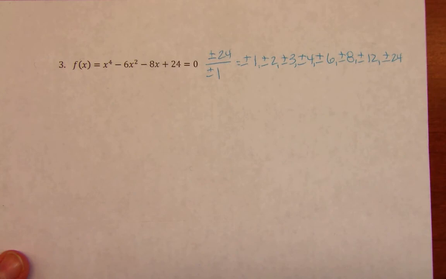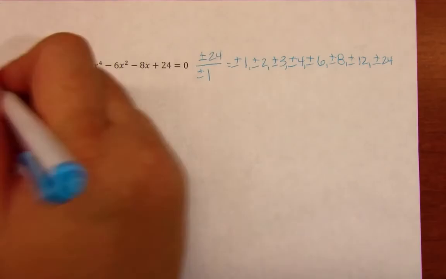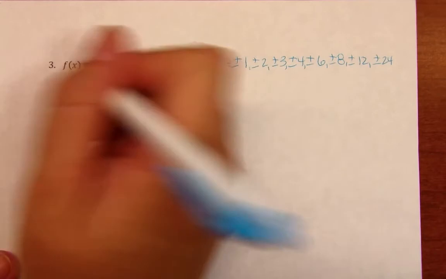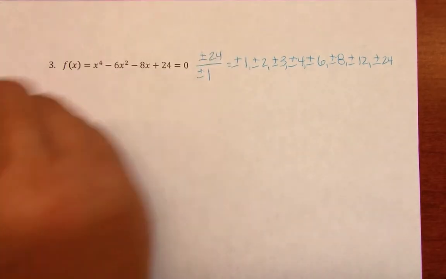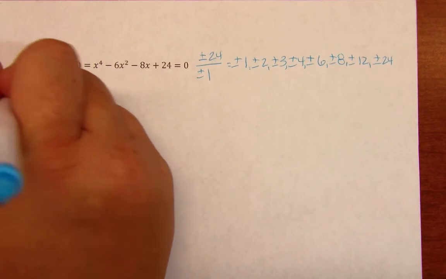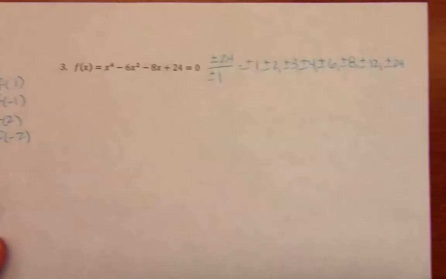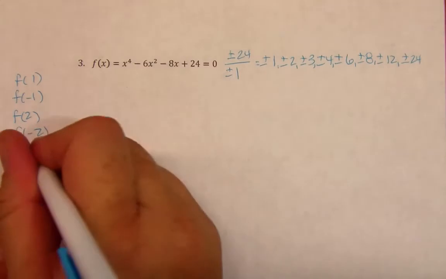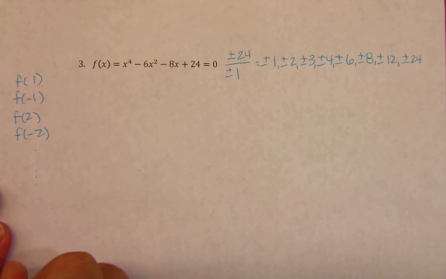Now, rather than testing all of those, because that would take a lot of time for us, and dividing with synthetic division on all of those, what I can do is figure out what f of x is when we find f of 1. What about f of -1, f of 2, f of -2, and so on. And I can find all of those all the way down to f of 24 and f of -24.